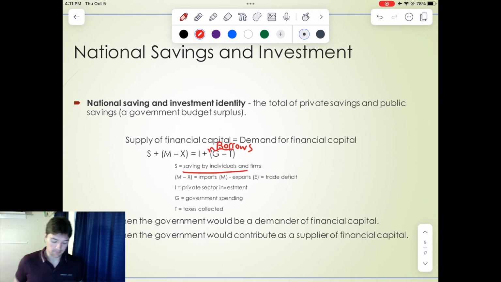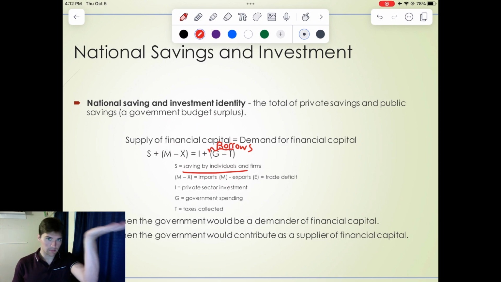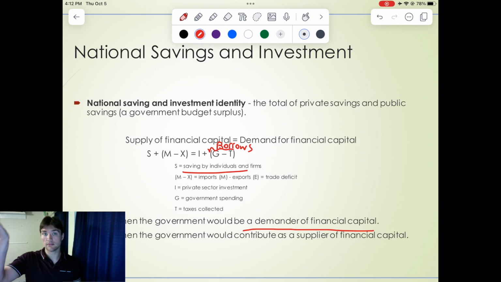So supply of financial capital is equal to the demand for financial capital. If the government spending is more than taxes, then they are spending this much and they're taxing this much. So the government's like, hey, we have $100, but we want to spend $1,000. Well, if you want to spend $1,000 and you only have $100, you need to demand financial capital. If your taxes are more than your government spending, you're collecting $1,000, but you're only spending $100.